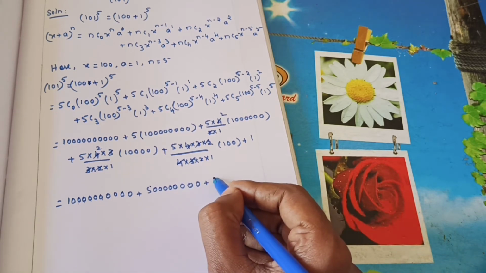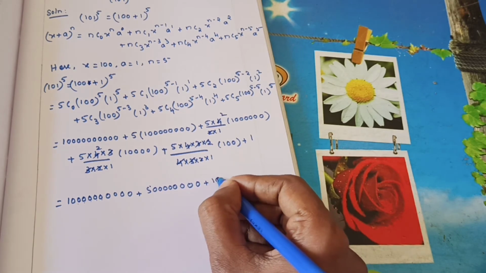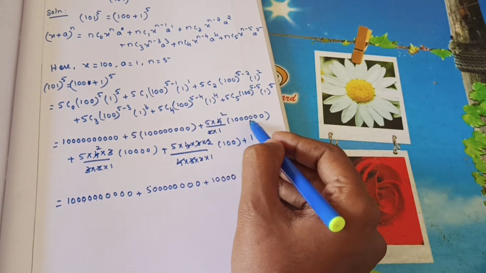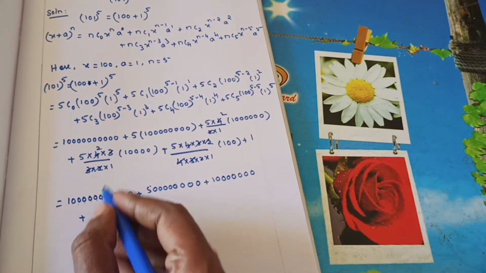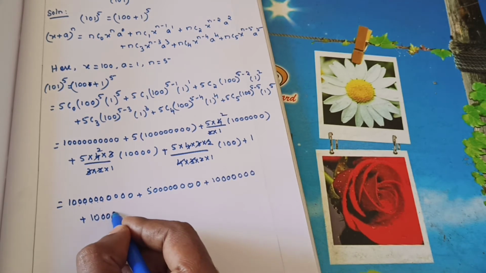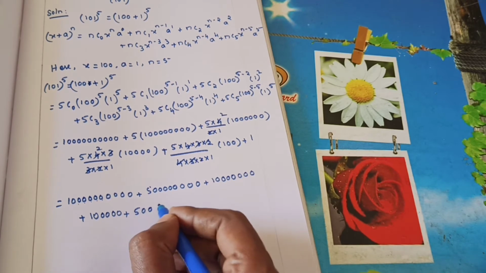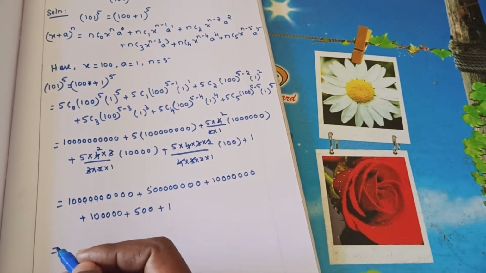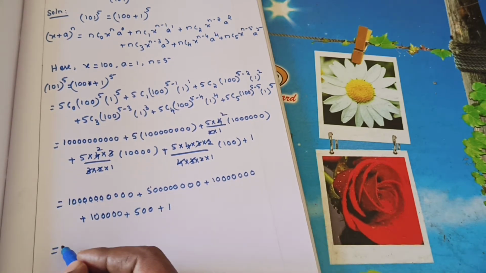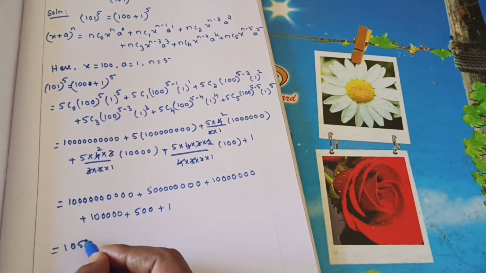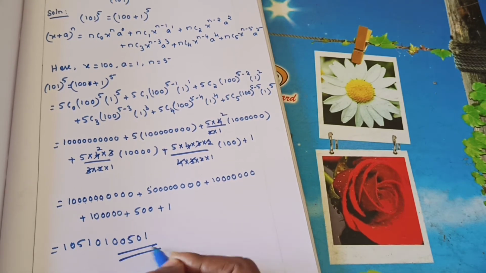Then 5 into 2 is 10. Multiply with this 10 there. So 10 means one more zero it will add. Already here 6 zeros are there. Do it very carefully. Then 10 into this means one more 0 will get added, 5. Then again 5 into 100, 500, plus 1. Add all of this, please carefully add it. Then here this many zeros, add it. Add it and write down the answer.